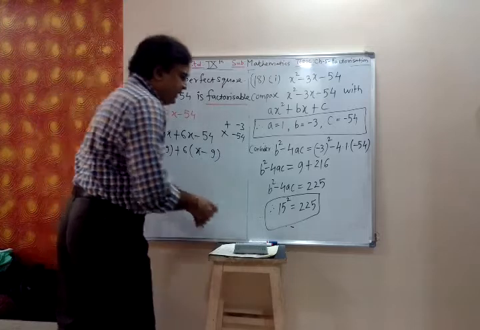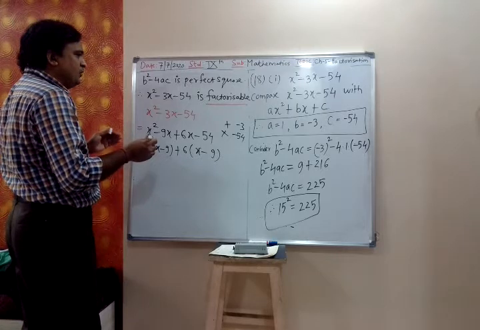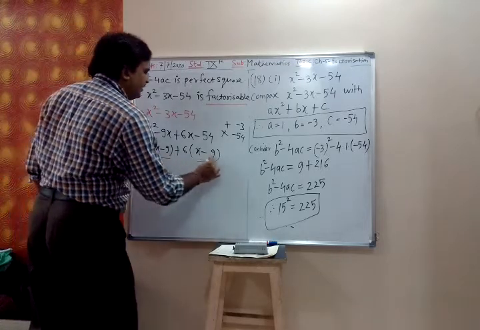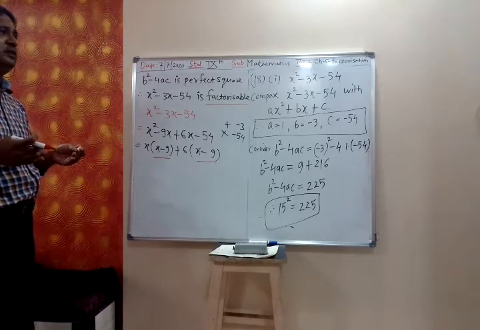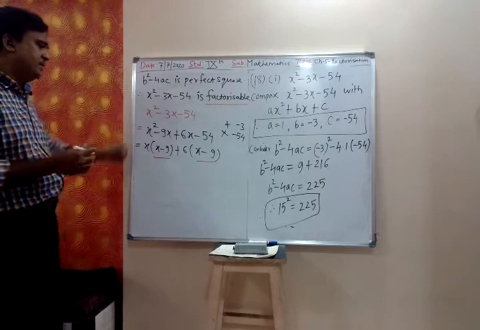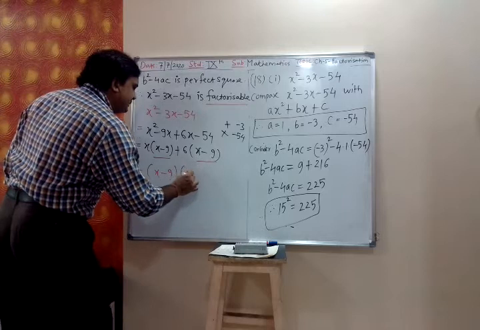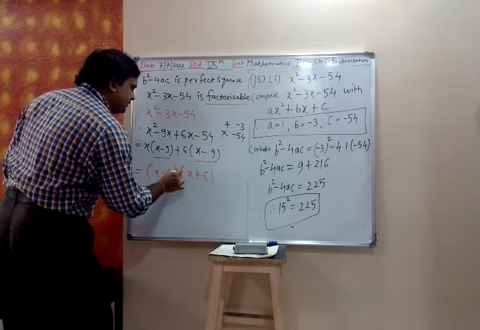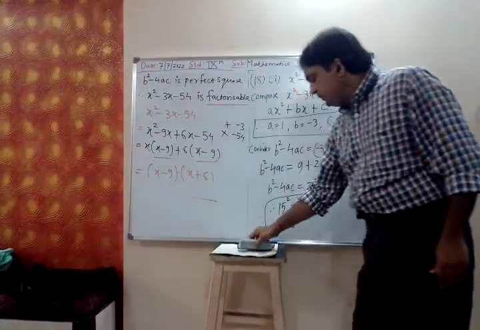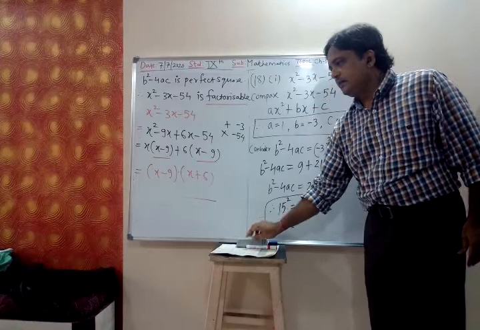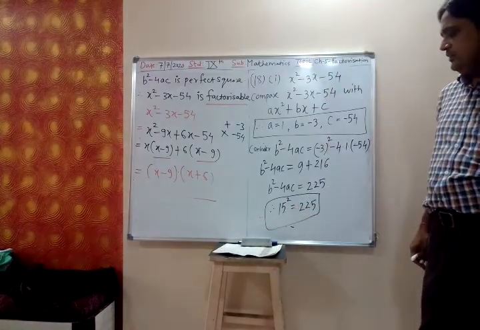See, if the question is check whether it is factorizable or not, and if you factorize directly, definitely 1 or 1.5 marks will be cut, because the question is whether it is factorizable or not, so that condition you have to check: b square minus 4ac is perfect square or not. So x minus 9 is common, then what is left? x plus 6. And this is the answer. It is factorizable because b square minus 4ac is a perfect square.